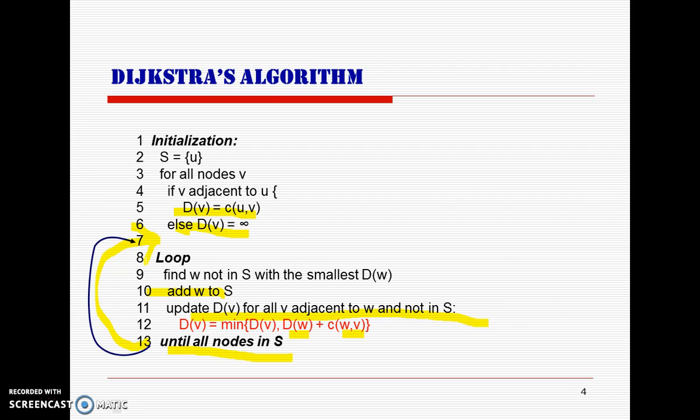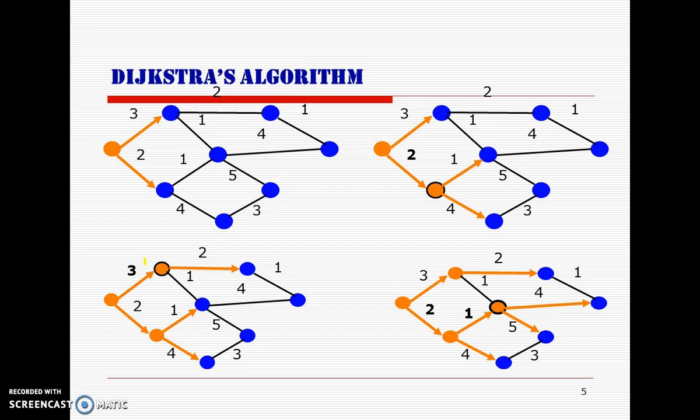Now we go to the graph. The main graph starts from u. This is u, right? From u, we are considering the edge to this node with cost 3, and here it is 2. So 2 is less than 3.